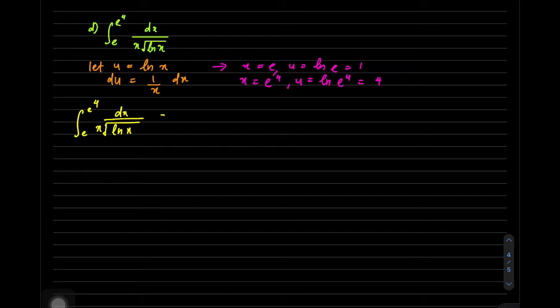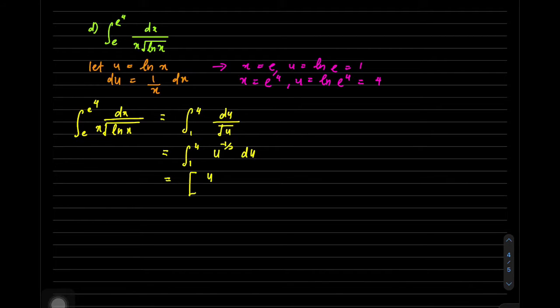We need to integrate this function. Square root of ln x, x. So what is dx over x? Your dx over x is actually equivalent to du. Then this one, the limit, instead of e until e power 4, will become 1 until 4. So this one should be du over the square root of u. So we can rewrite 1 over square root of u as u power of negative 1 over 2 du.